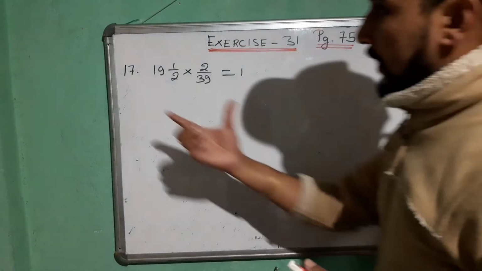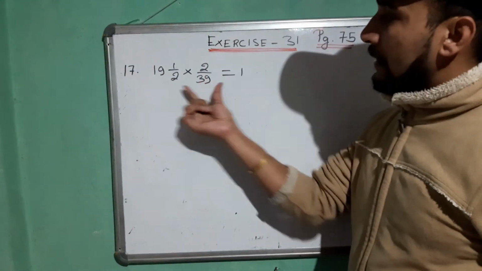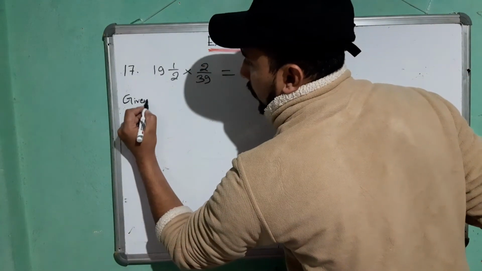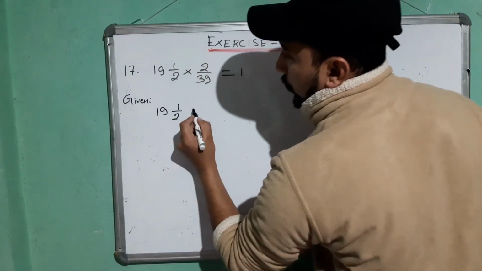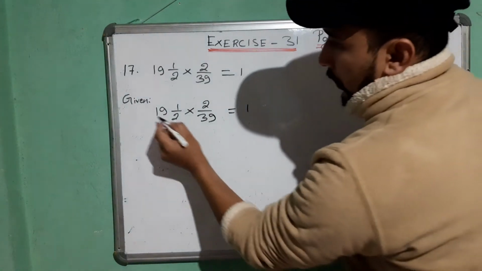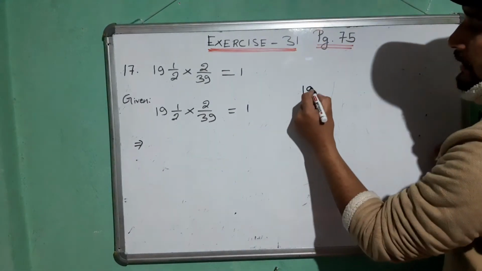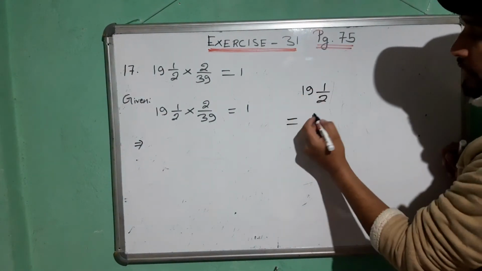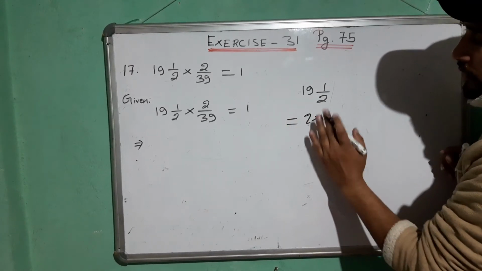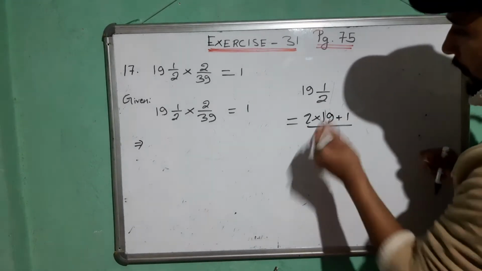Question number 17 is 19 1 by 2 into 2 by 39 equals 1. You have to check whether this statement is true or not. First you copy the same question, given 19 1 by 2 into 2 upon 39 equals 1. So you convert this into an improper fraction, 19 1 by 2. You know the process to convert, I have already taught you in previous classes.